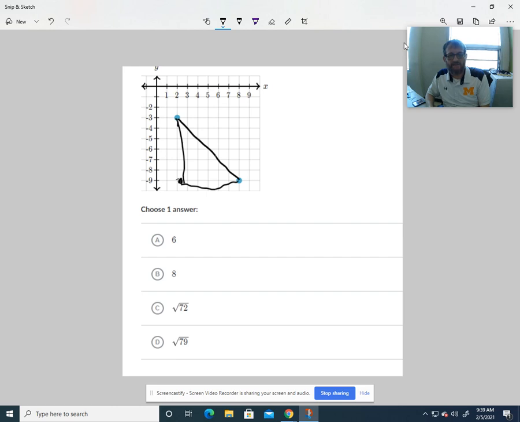Okay, so this is 6 units down: 1, 2, 3, 4, 5, 6. This is 1, 2, 3, 4, 5, 6 over. So this is my hypotenuse. So h squared equals 6 squared plus 6 squared.